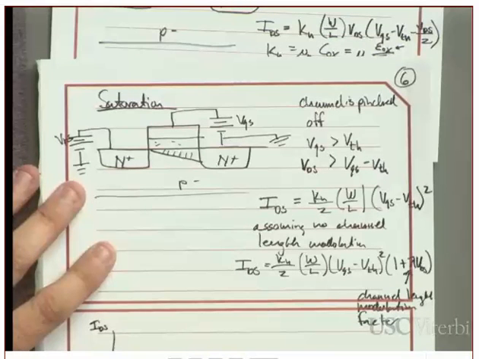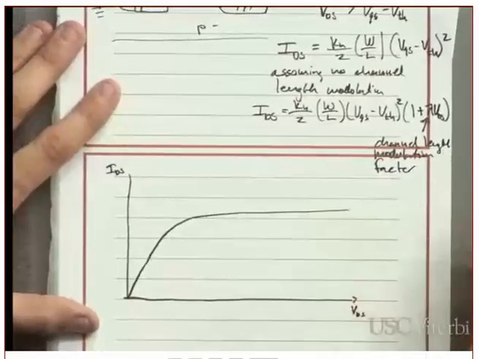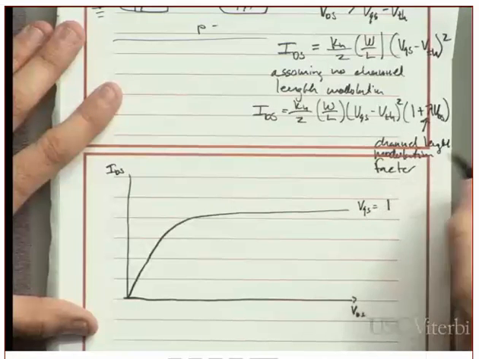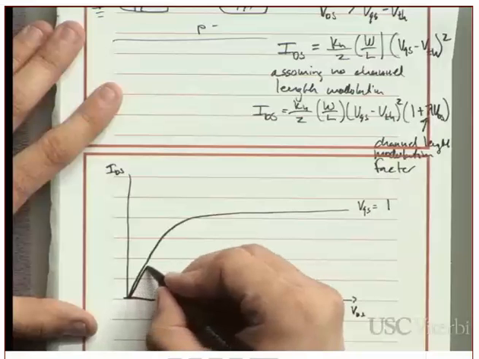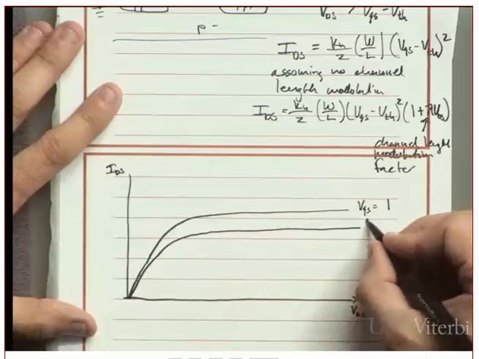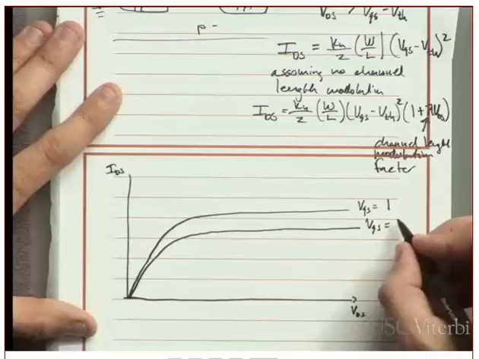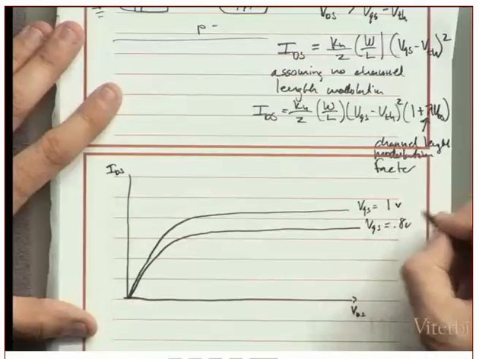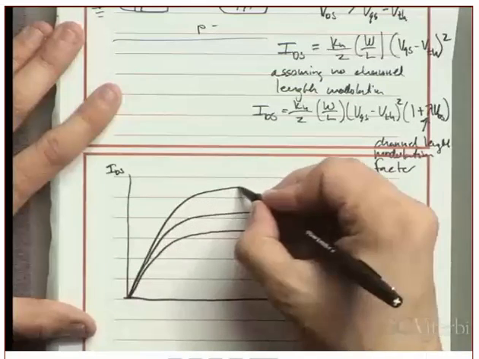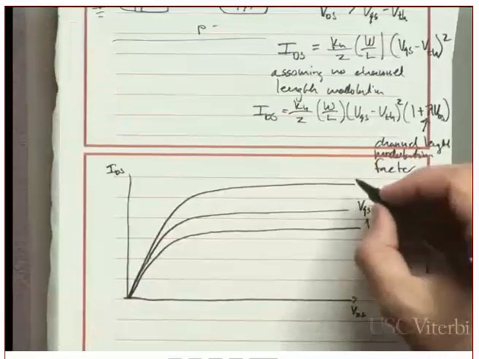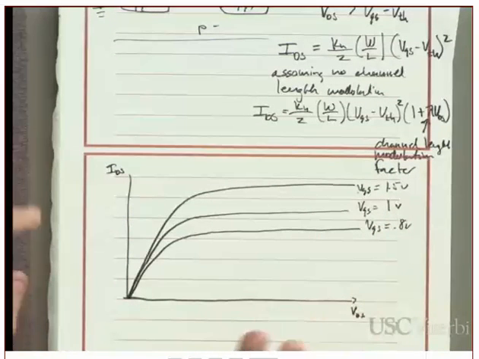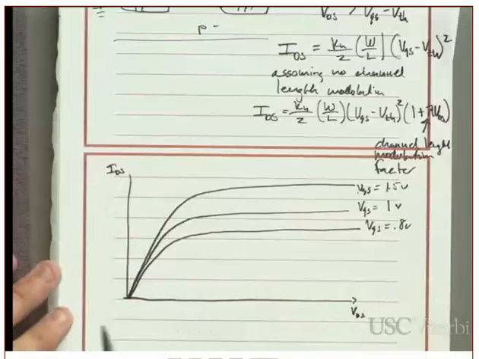And these equations give rise to the common curves that you see. Let's see, they look kind of like this. And usually they're separated by VGS equals some value, 28 volt. And then, of course, as VGS increases, you'll have this. I'm just drawing these to remind you what they look like, and to give you some hints.